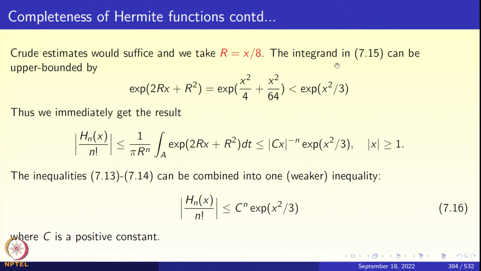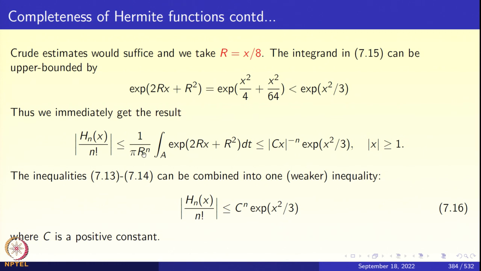Now we estimate the integrand. What is the integrand in 7.15? It is exp of 2rx plus r squared. r has been chosen to be x upon 8. So I get x squared upon 4 plus x squared upon 64. This whole thing is certainly less than exp of x squared by 3. So the integrand has been upper bounded by exp of x squared by 3, and the integral goes from 0 to pi, so the pi factor cancels out.